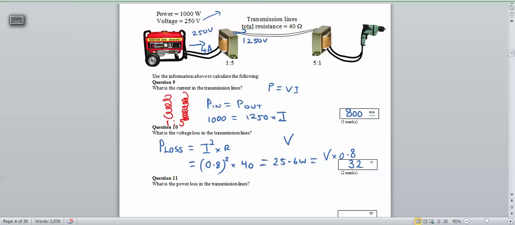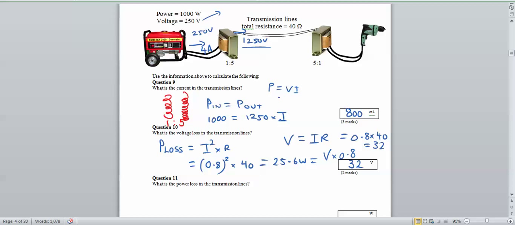Otherwise, we could do V equals IR. The current being 0.8 amps, and the resistance being 40, which is also equal to 32 volts. So there's a 32 volt drop across here. So what happens is we've got 1250 volts coming through. It would be much more if the current was higher.